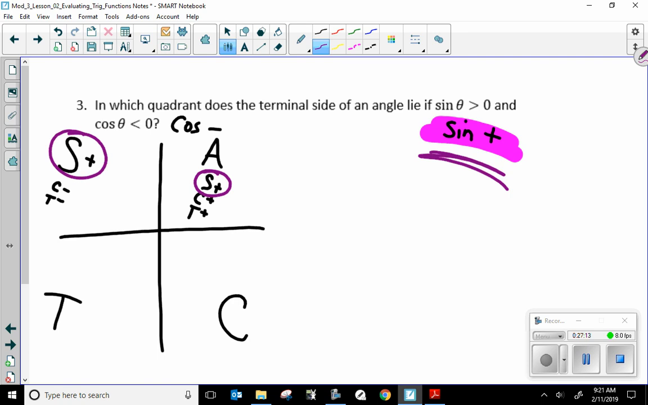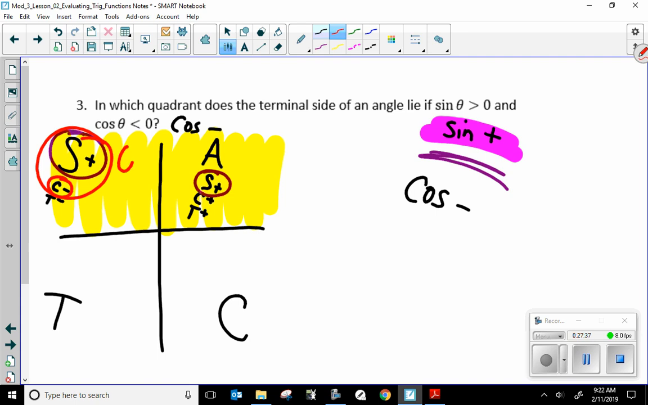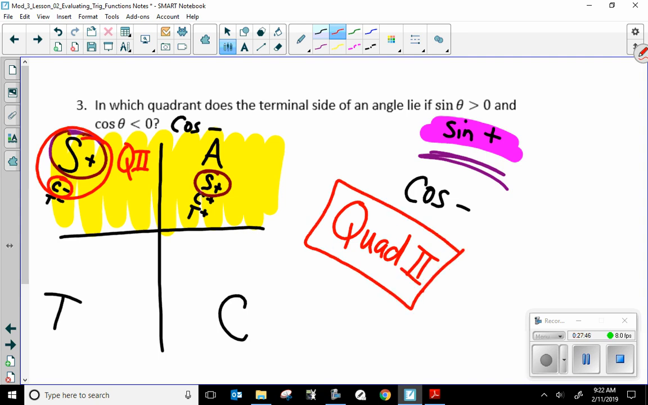So not only does sine have to be positive, cosine should be negative. So out of all this area up here where sine is positive, where is cosine negative? And cosine is negative right here. This has both a positive sine and a negative cosine. Quadrant 2. So I'm going to say quadrant 2. That's my answer. They asked me, what quadrant? There's my answer, quadrant 2. Sine is positive? Yep. Cosine is negative? Yep. Those ones are easy. I love those.